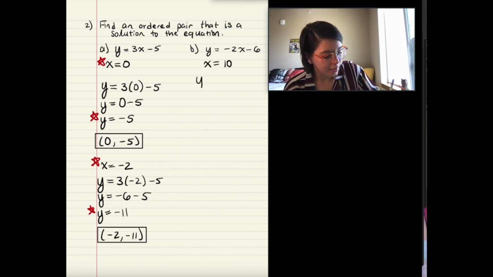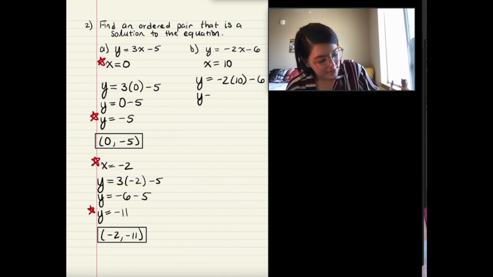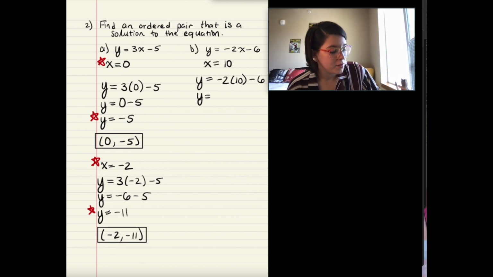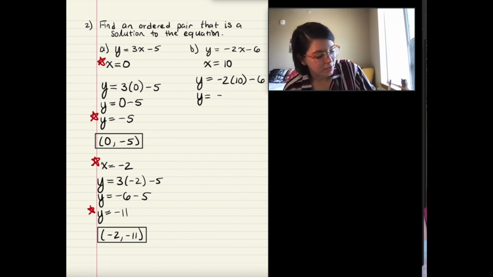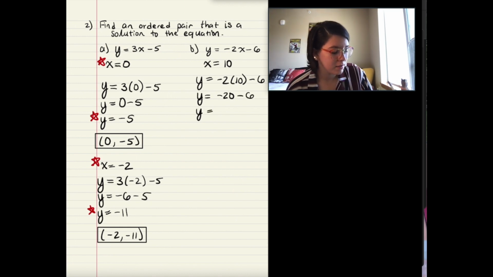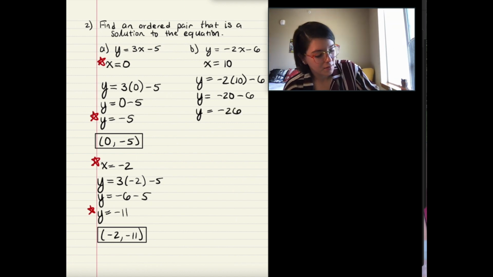So we have y, that's what we're gonna try to figure out, is equal to negative 2 times our x, which we said is 10, minus 6. So y is equal to negative 2 times 10, which would be negative 20, minus 6. So we have negative 20 minus 6, which gives us negative 26. Our x coordinate is 10. Our y coordinate is negative 26. So our coordinate pair will be 10, negative 26.